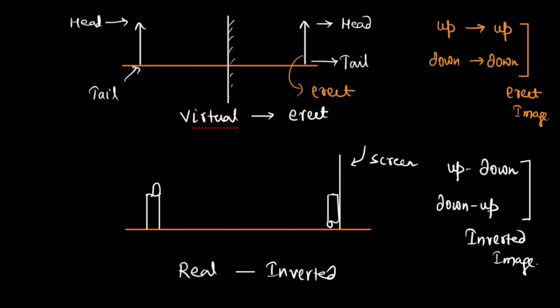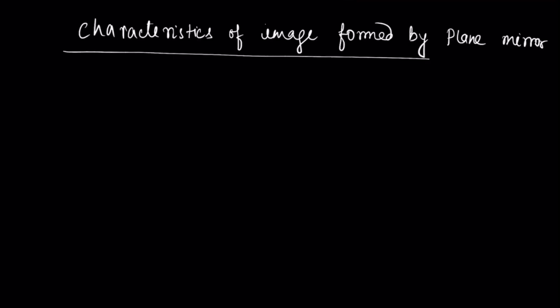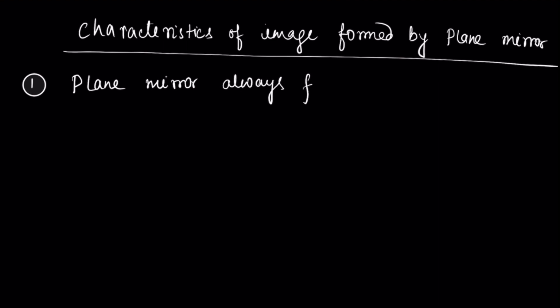Characteristics of image formed by the plane mirror. If there is a plane mirror, then definitely it follows some type of behavior, so we can consider it as a characteristic of an image formed by a plane mirror. There are a few characteristics of a plane mirror. First characteristic is a plane mirror always forms a virtual and erect image.